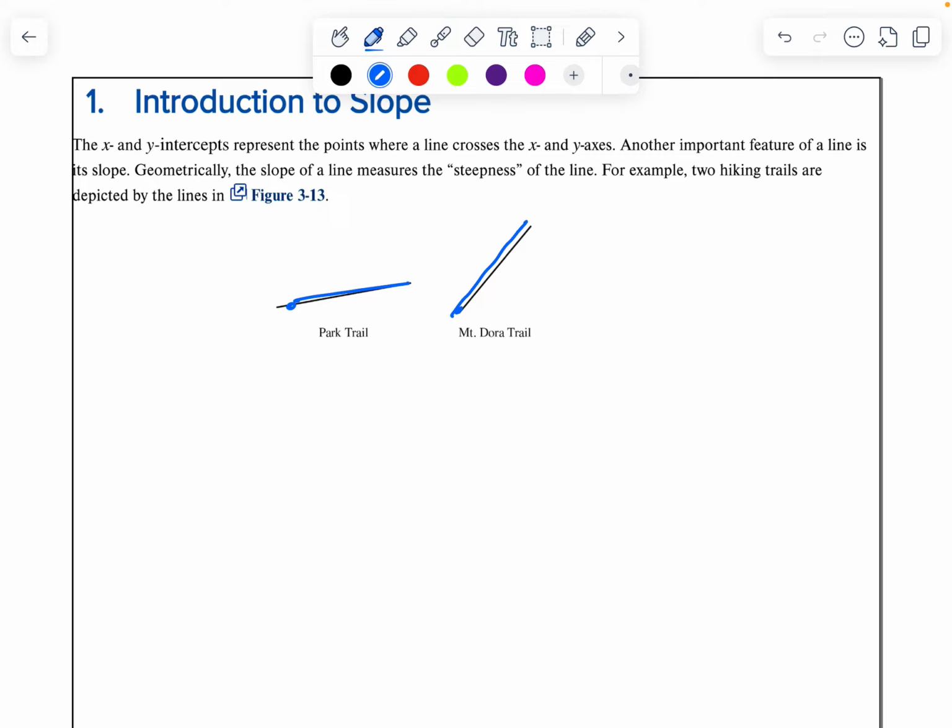Notice also that if you were moving from left to right, say you put a car on the left side of this, it is moving uphill. That's a positive slope. The same thing here. This car, if I put it on the left and move to the right, is moving uphill, which is a positive slope.